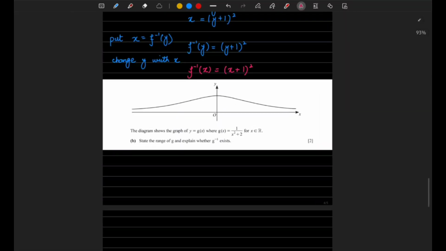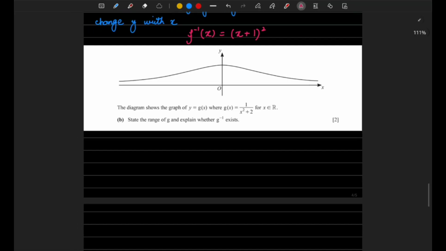Part B says the diagram shows the graph of y equals g of x. Now we have another function, g of x, defined to be 1 over x squared plus 2, for x a member of the real numbers. State the range of g and explain whether g inverse exists. Okay, so we need to find the range. What is the range actually? The y values, the output values of your function.